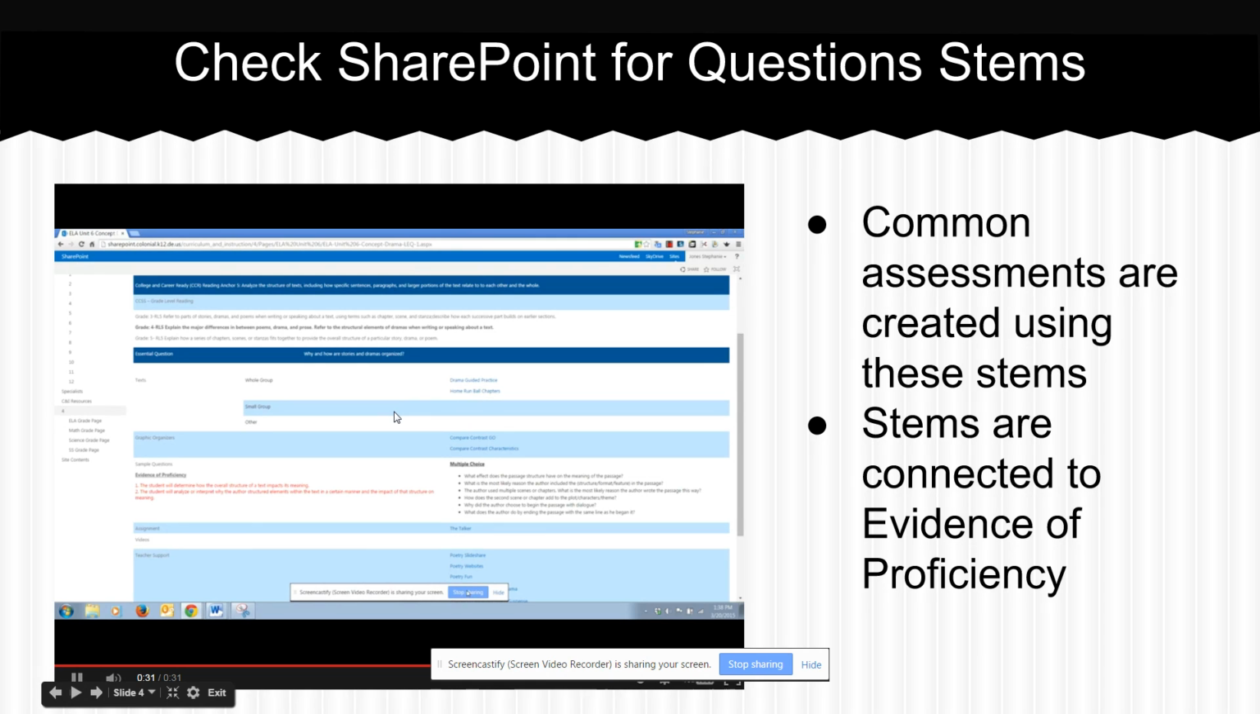It's important when creating a formative assessment to keep these in mind to make sure that you are pushing the standards so that students are able to address these when it gets to the common assessment.